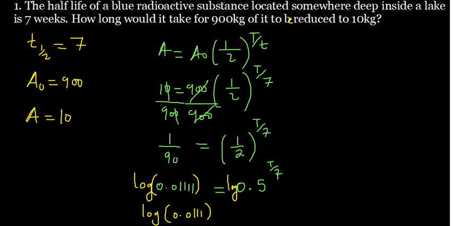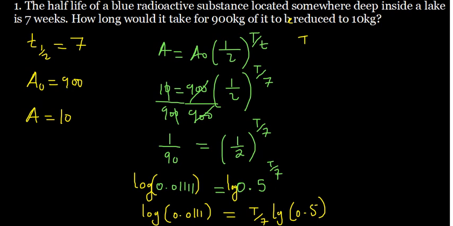0.0111 is equal to, now for a log, when you have got a power like this, the power can come in front of the log. So we're going to have t over 7 and then log of 0.5. Please, you need to just know this. Okay, this is all I want you to know. And then at this point where we've reached, we can now remove this. So divide both sides by this so that you just remain with t over 7.